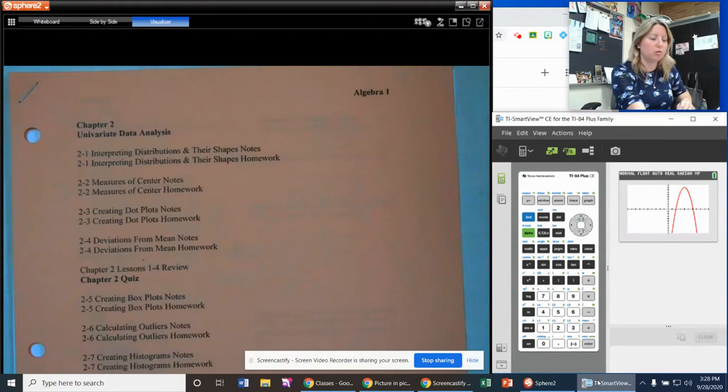Algebras, and welcome to the Chapter 2, Lesson 1 notes. But before I get into Chapter 2, Lesson 1, I just want to do an overview of Chapter 2 in general, which is looking at univariate data, one variable data, so analyzing it, looking at plots, learning how to create the plots, learning how to use the graphing calculator for this.